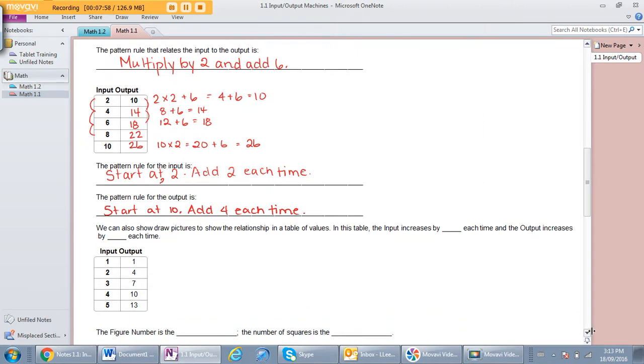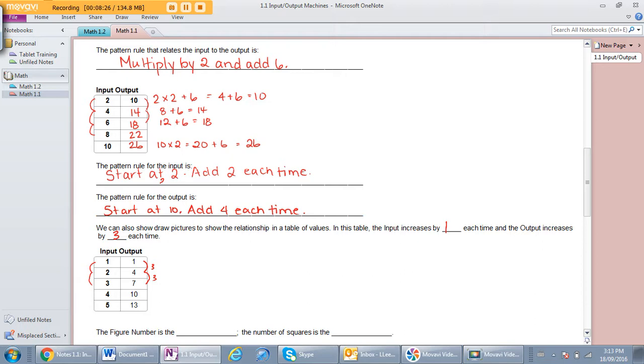We can also draw pictures to show the relationship in a table of values. So in this table that I have here, the input increases by 1 each time. If I'm looking at this, starting at 1, I'm adding 1 each time. And the output increases by 3 each time.